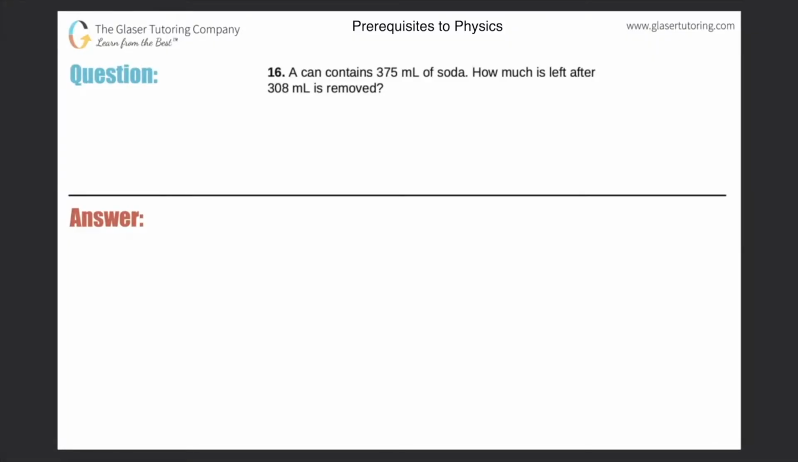Number 16. A can contains 375 milliliters of soda. How much is left after 308 milliliters is removed? All right, so this question is fairly straightforward. We can come up with a very simple formula here. The amount you start with, subtracted by the amount removed, shall equal the amount left.